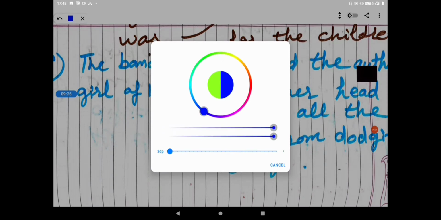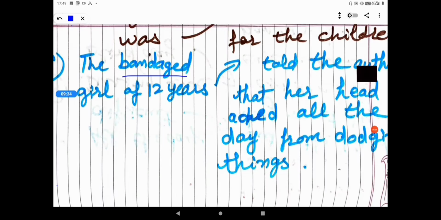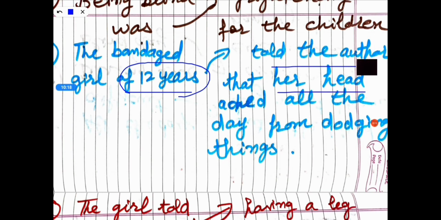By now we have studied that the author in the beginning met a bandaged girl of 12 years. And she told the author that her head ached all the day from dozing. Talking to her, the author came to know that the blind day was the most difficult for the girl, as during this day her head ached for all the day. And why? Because she has to doze from here and there for searching things. And that was why the blind day was the most difficult day for her.